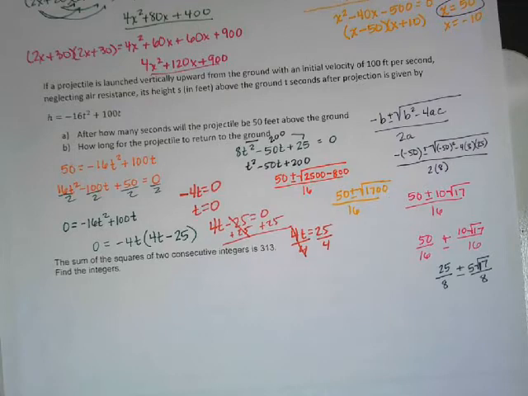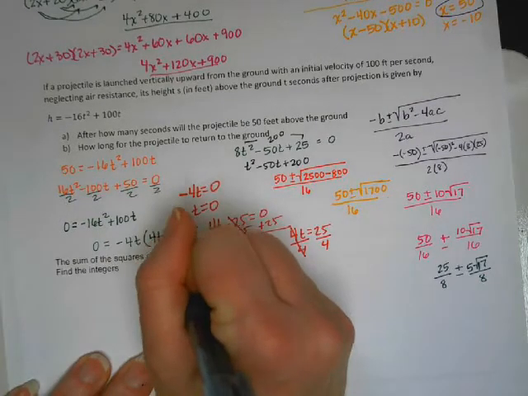All right, next one. The sum of the squares of two consecutive integers is 313. Find the integers. So what does two consecutive integers mean? Back to back. -6, -7. Right, like back to back. So -6, -7 would be consecutive integers. We have no idea if these two consecutive integers are negative or positive. We don't know. So we're going to let x be our first integer.